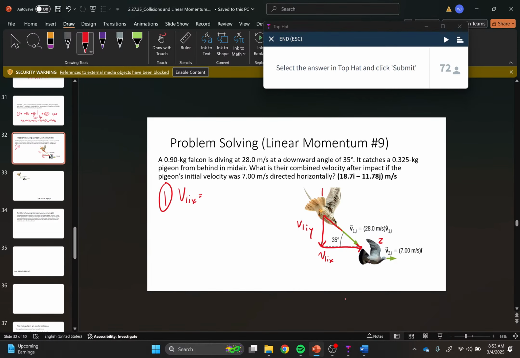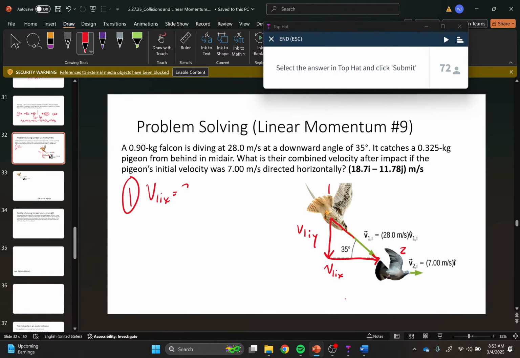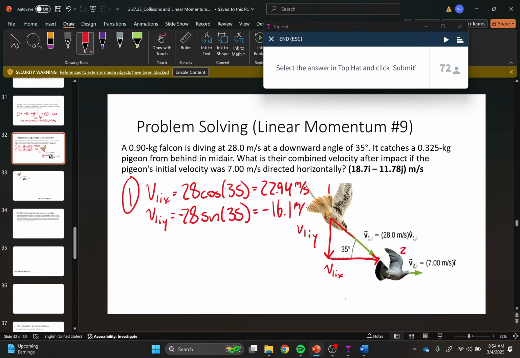V1 initial x is going to equal 28 times cosine of 35. What does that equal? 22.94. Great. What about my y component? That's going to be 28 times sine of 35, and I'm going to chuck the negative in now. What's the y component? Negative 16.1. If you don't put in this negative, you will get the wrong answer, and it'll be very sad.